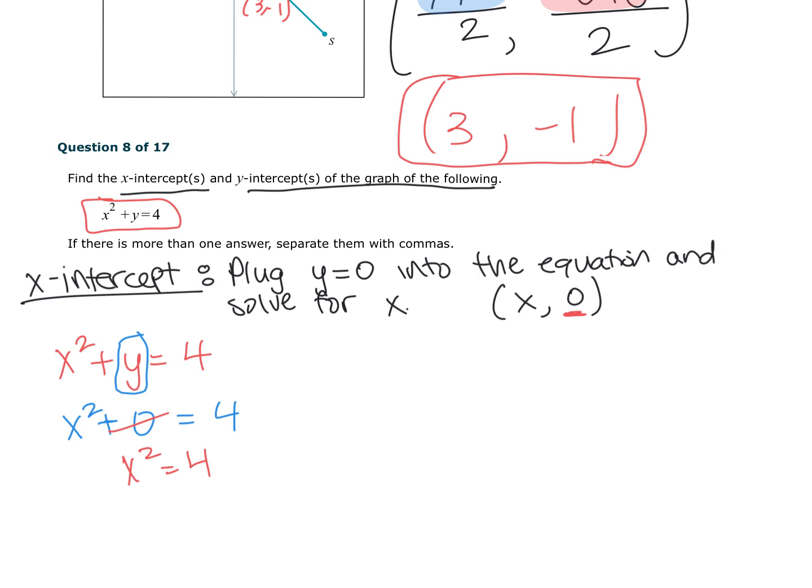A square. I accidentally said it. You'll take the square root of both sides. Okay, so I'm going to take the square root of both sides. And by the way, when you take the square root of both sides, you always have to put a plus or minus.